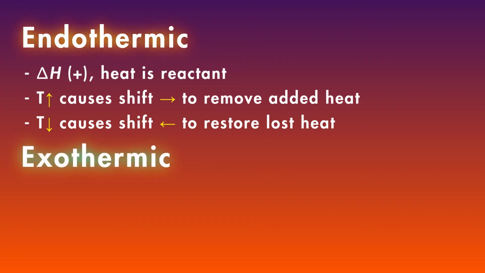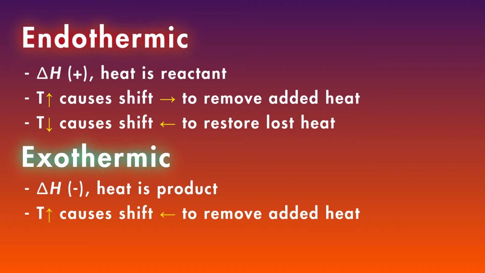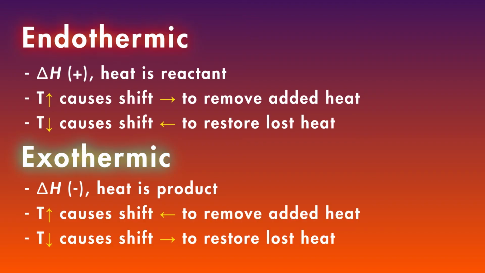In an exothermic reaction with a negative delta H, heat is released instead. Now it's as if heat is a product. The reverse effects will be observed. Higher temperature drives the reaction back toward reactants to absorb that heat. Lower temperature pulls it forward in order to restore it.